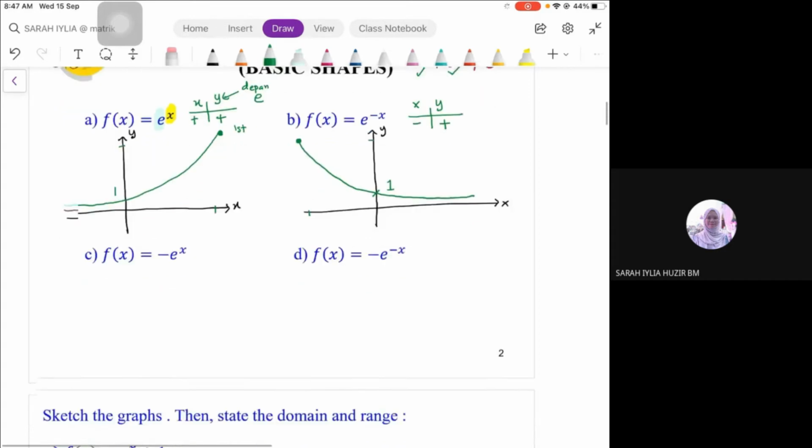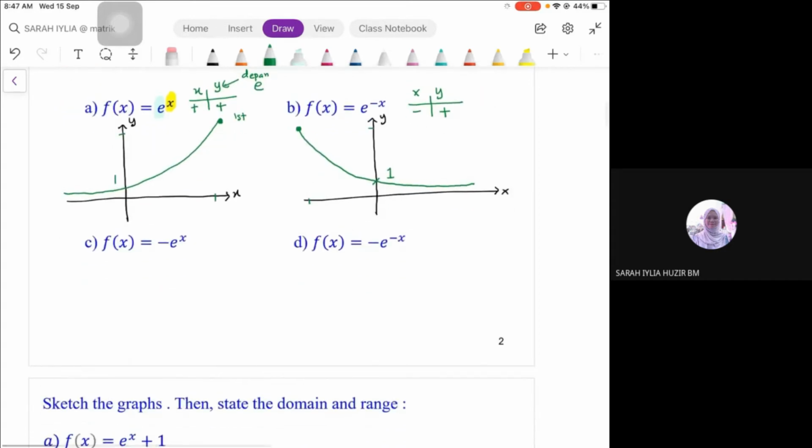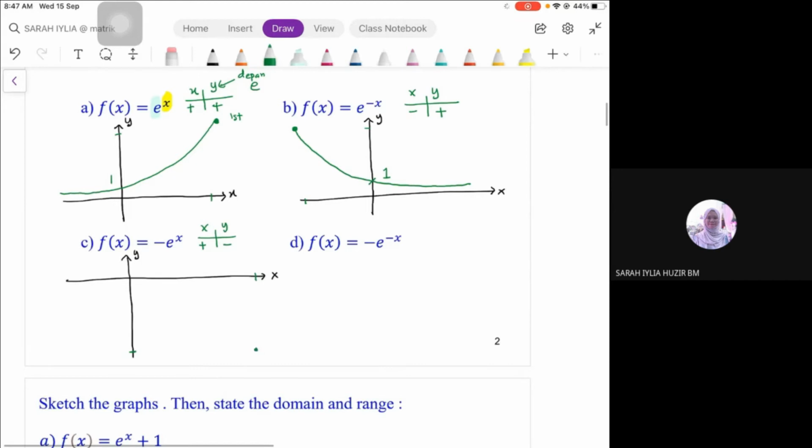Okay. Now, third case. Negative e to the power of x. So, our x here is positive. Y negative. Sebab depan e tu ada simbol negatif. So, kalau x yang positif, y kita negatif, the furthest point yang kita kena plot would be lies on fourth quadrant kat sini. So, apply the same concept. Tarik tu menghampiri paksi x.